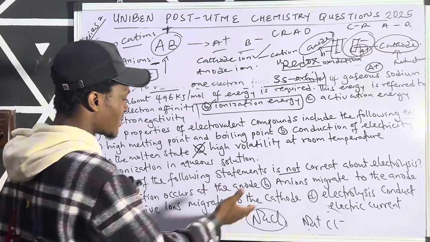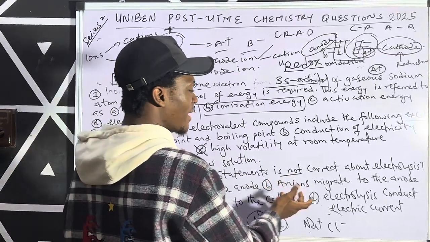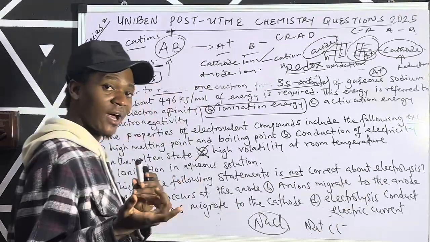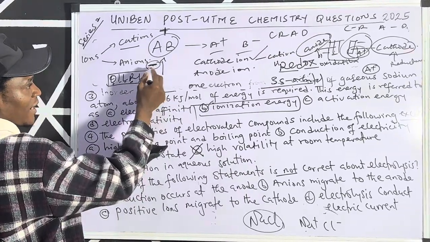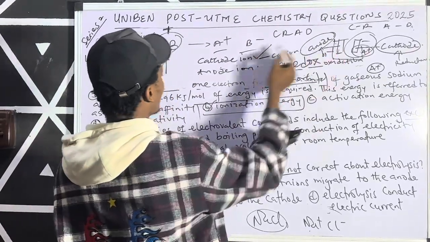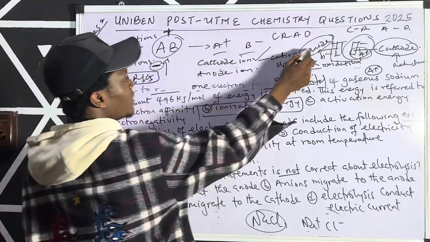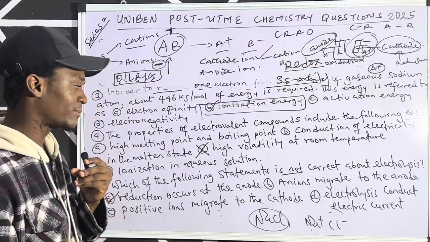But let's confirm the others. Option B, anions migrate to the anode. That would be correct. Why? Anions, remember, are negatively charged ions, and remember that the anode is positive. So anions definitely will migrate to the anode, which is also correct.